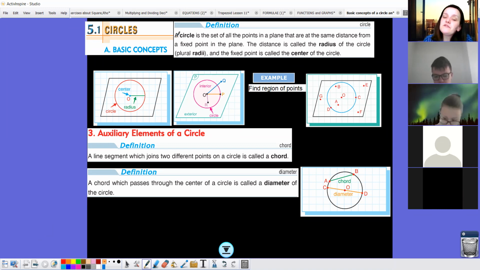So firstly, the definition of a circle. A circle is the set of all the points in a plane that are at the same distance from a fixed point in the plane. So there is a fixed point and there is a distance from that point to all the points around it. So we call it a circle. And this distance is called the radius of the circle. The plural form is radii. And the fixed point is called the center. So as you see here, O is the center point, the fixed point that is not changing, and the distance from the center to the circle is called the radius.